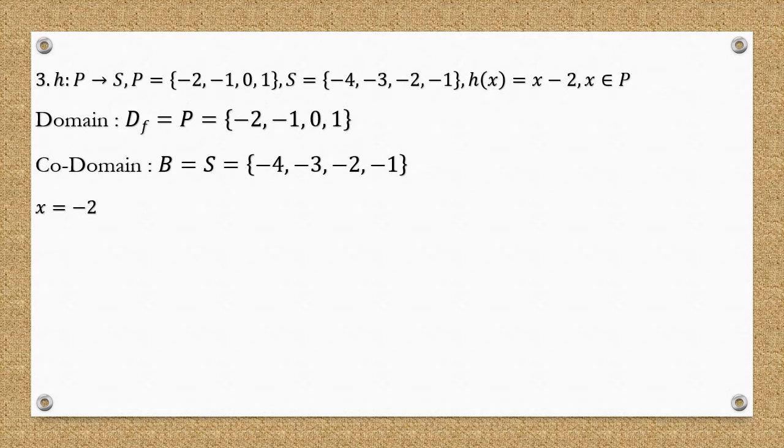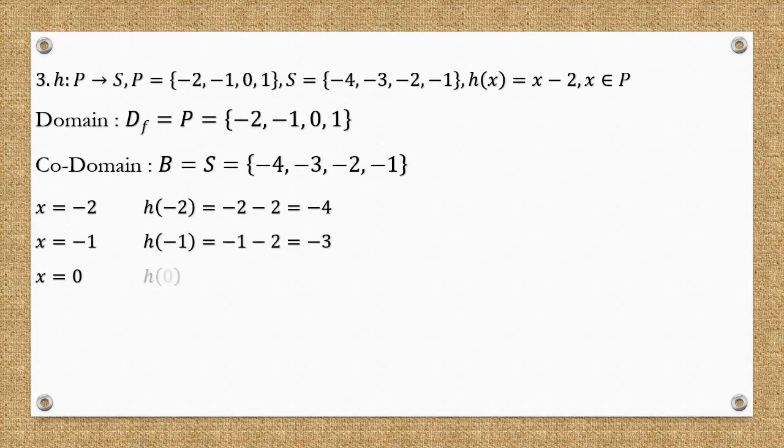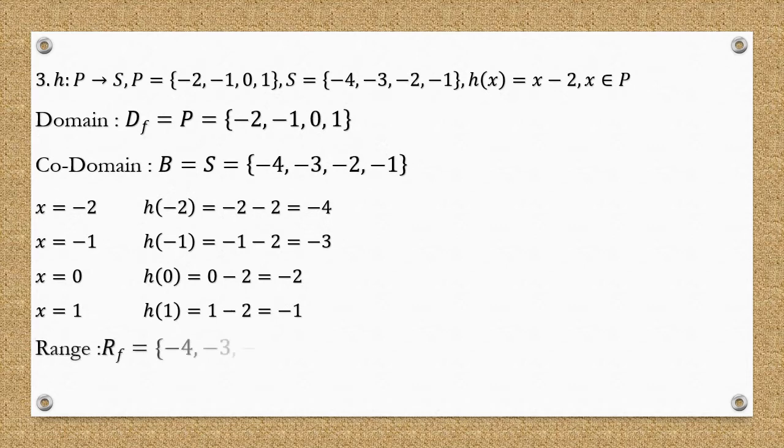take the values of P, -2, put it into the equation, -2 minus 2 is -4. You can see that it is a part of our S, the codomain. Then take -1, so -1 minus 2, -3. Similarly, take 0, -2, and then 1, -1. So -4, -3, -2, and -1 are the answers which we get from the equation. So the range of the function is -4, -3, -2, -1.